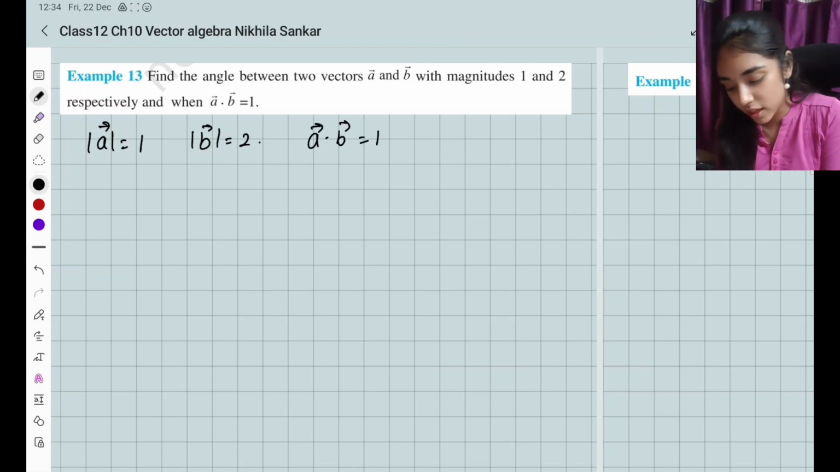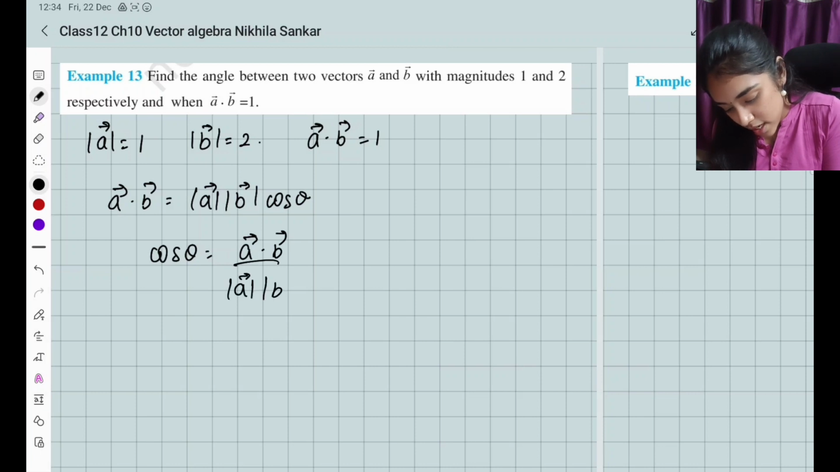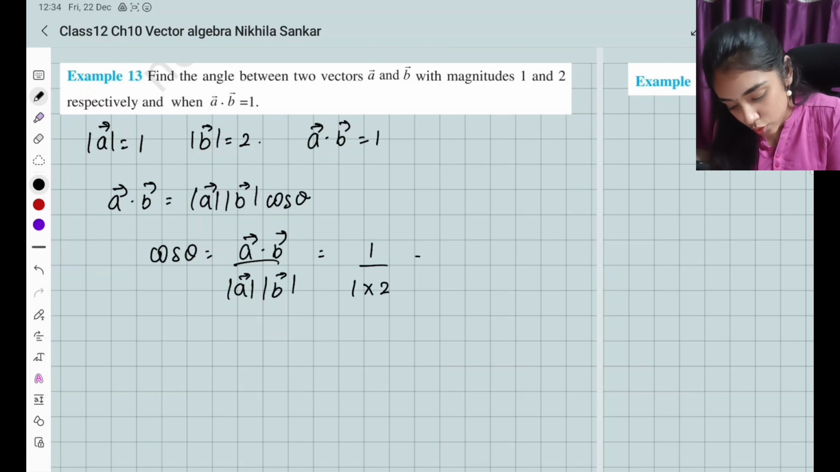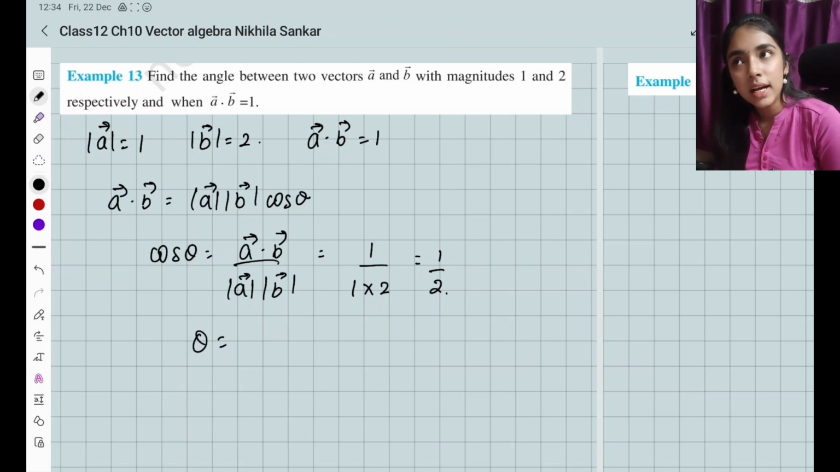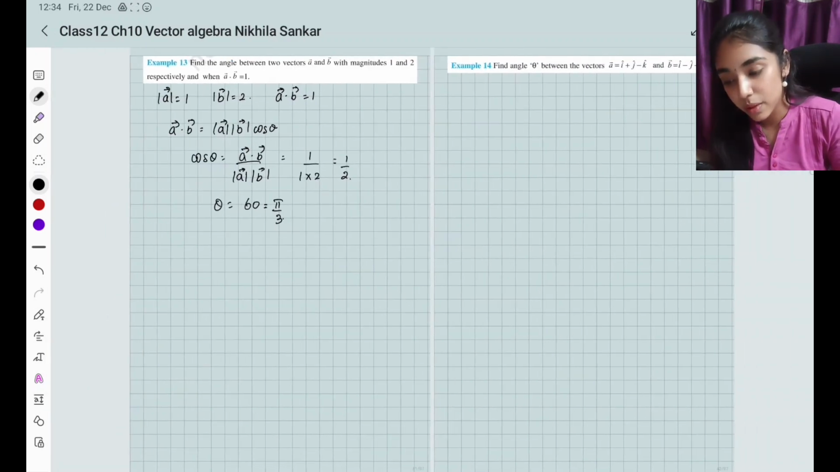We don't need to find anything. So what do we know? a dot b is going to be magnitude of a, magnitude of b times cos theta. So cos theta equals a dot b divided by magnitude of a, magnitude of b. So this is going to be 1 divided by 1 into 2, which is 1 divided by 2. So cos theta equals half. I have 0, 1 by 2, 1 by root 2, root 3 by 2. Root 3 by 2 is 45, 60. So I have theta equals 60 degrees, which is pi divided by 3. So this is the angle made between A and B.